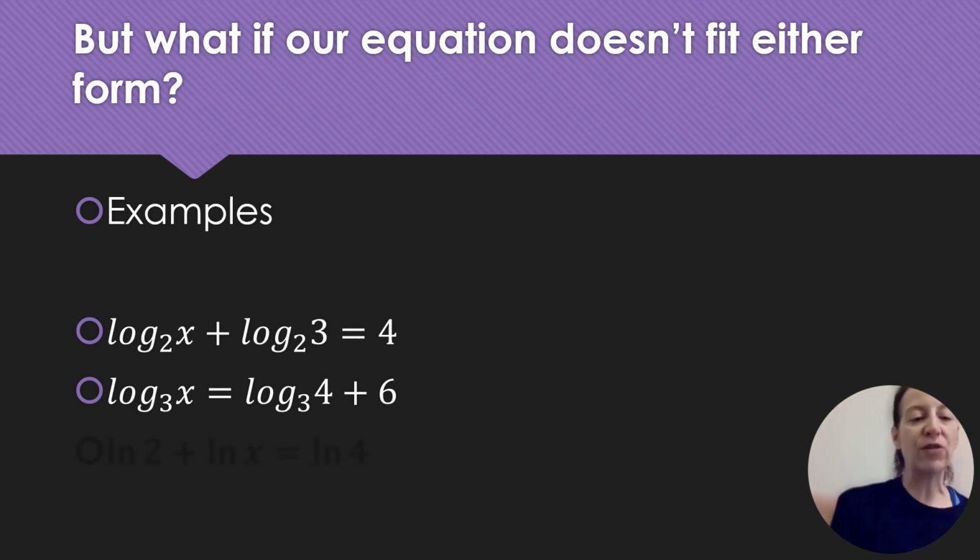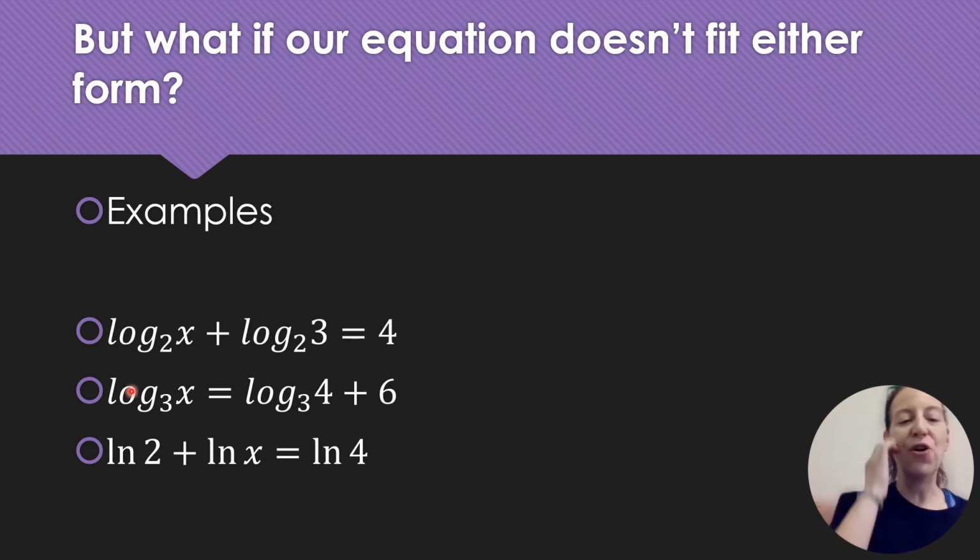And the same situation there. We have these two logs, and they're on either side of the equal sign, but they're not isolated because you've got that plus 6 there. And then we have this one. We have the natural log of 2 plus the natural log of x is equal to the natural log of 4. And this is an equation that actually has 3 logarithms in it.